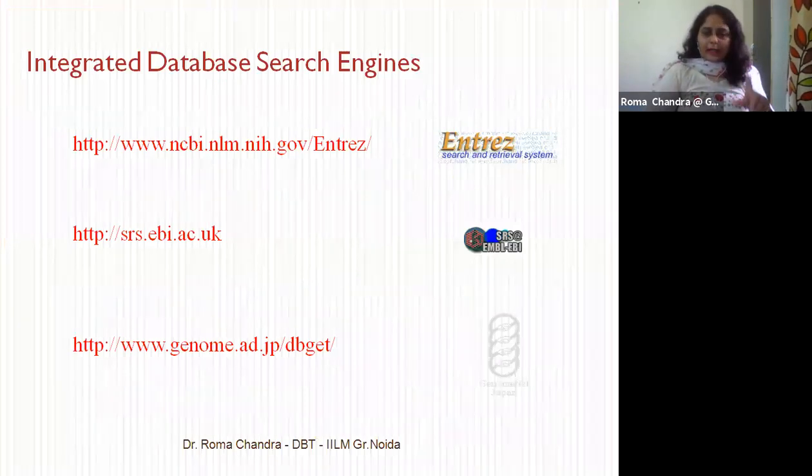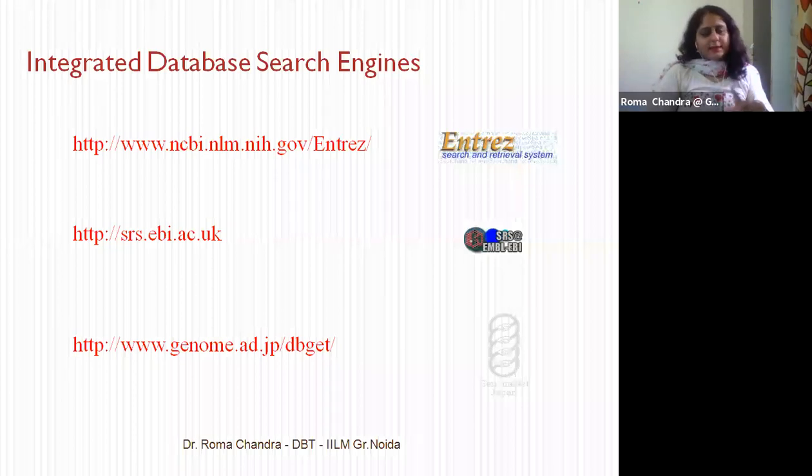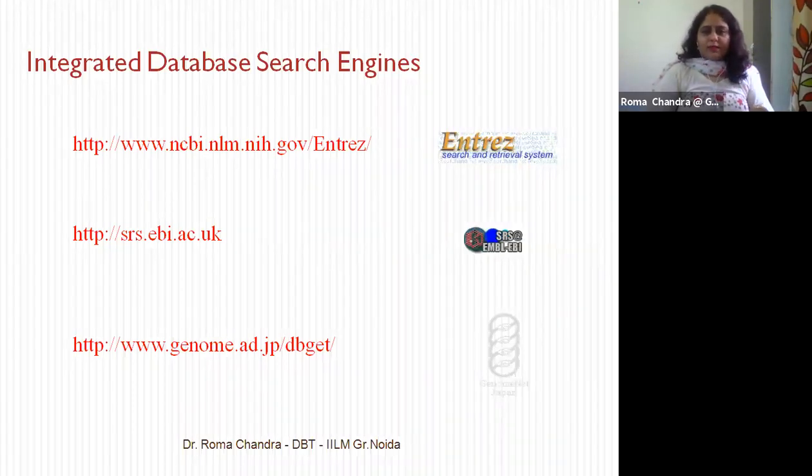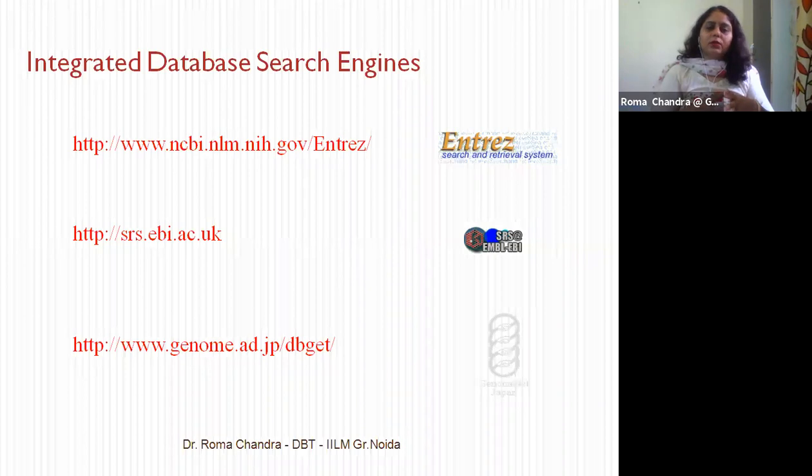Okay, the three categories you can see here: there is Entrez, there is SRS, and there is DBGet. What Entrez, SRS and DBGet are doing is helping us to retrieve the information, because these databases are not just prepared to submit information, they should be used by researchers all over the world. So Entrez, SRS and DBGet work as a medium, and through this medium we can extract our information.